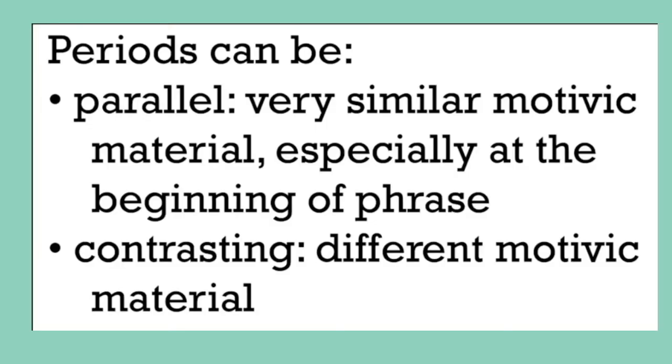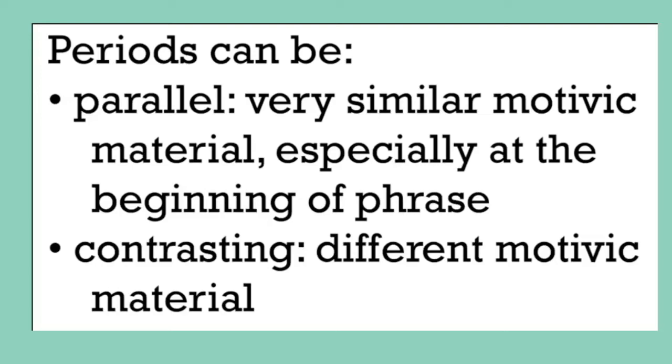There are lots of ways we can describe periods. We can get very detailed in the way we talk about different things that happen inside of a period. For now, we're just going to use one way to describe our periods. We're going to describe our periods as being either parallel or contrasting periods. When we talk about whether a period is parallel or contrasting, we're talking about the motivic material that appears in our period. Rather than the cadence at the end, we're talking about what's going on in the melody, what's going on in the music.